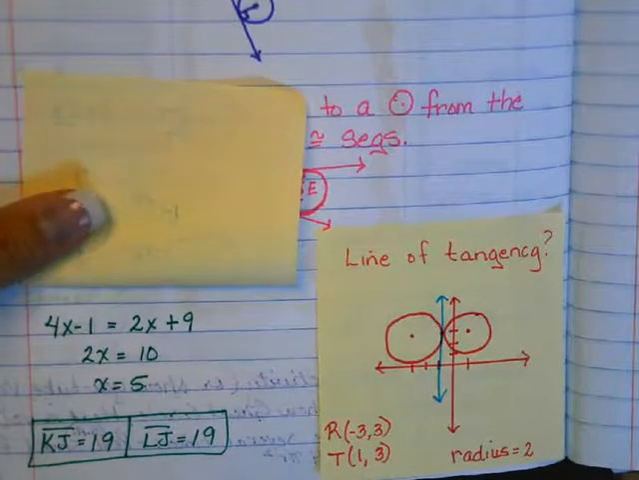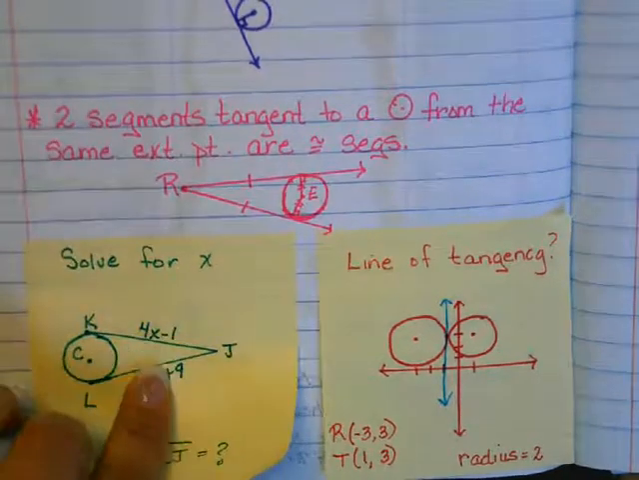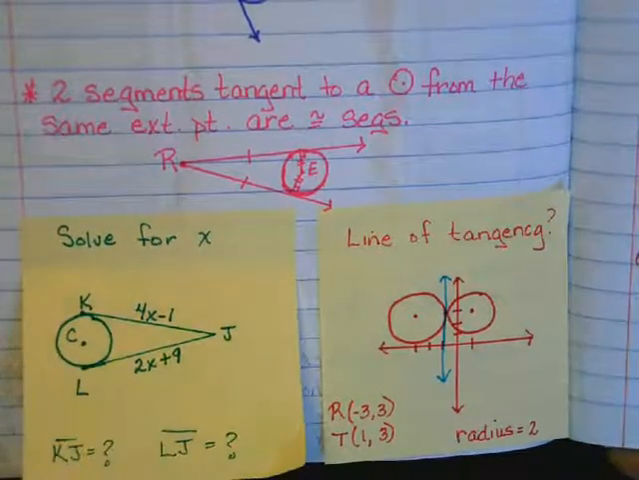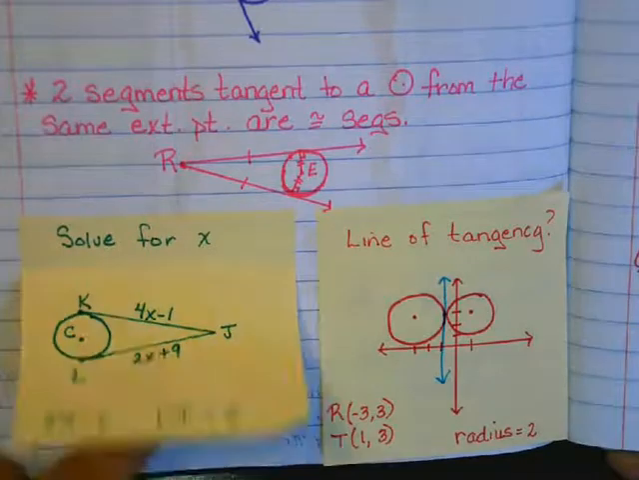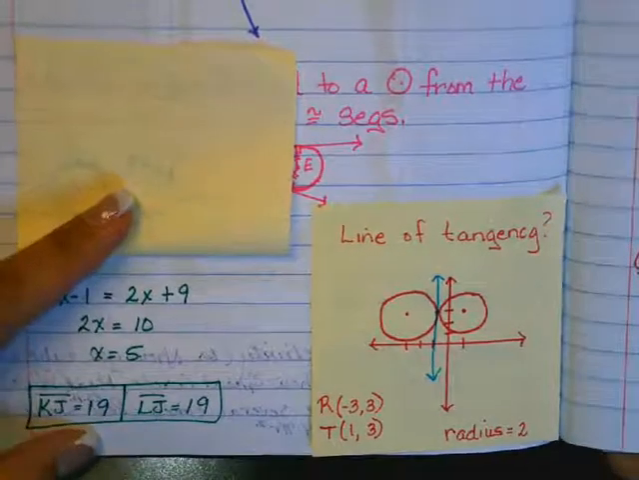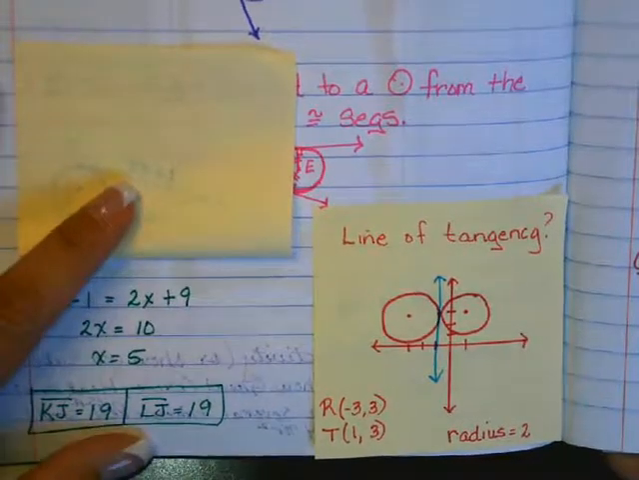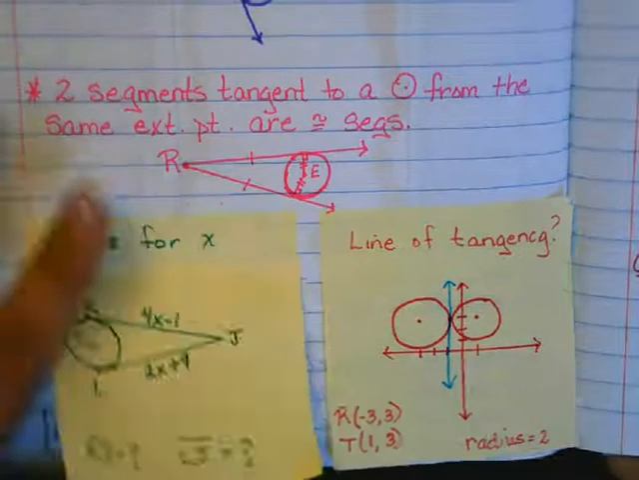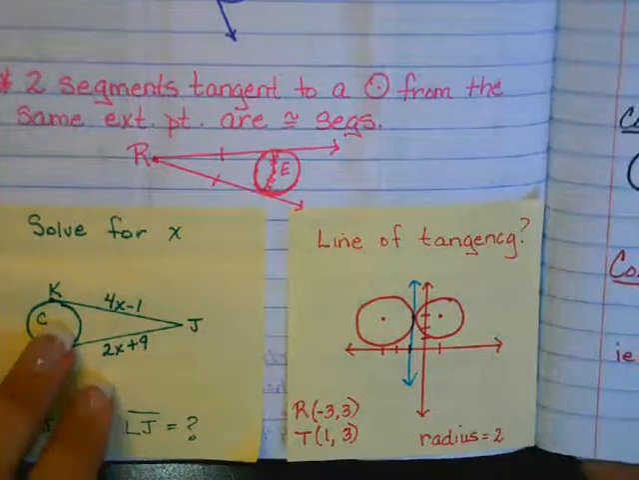5. And then I just plug it back in for each one of these, because remember, the question wasn't just solve for x, but tell me what each segment equals. When I plug them in, I get KJ is 19 and LJ is 19. Should be units. I forgot to put units on there. Sorry about that. All right, and we have one more example.